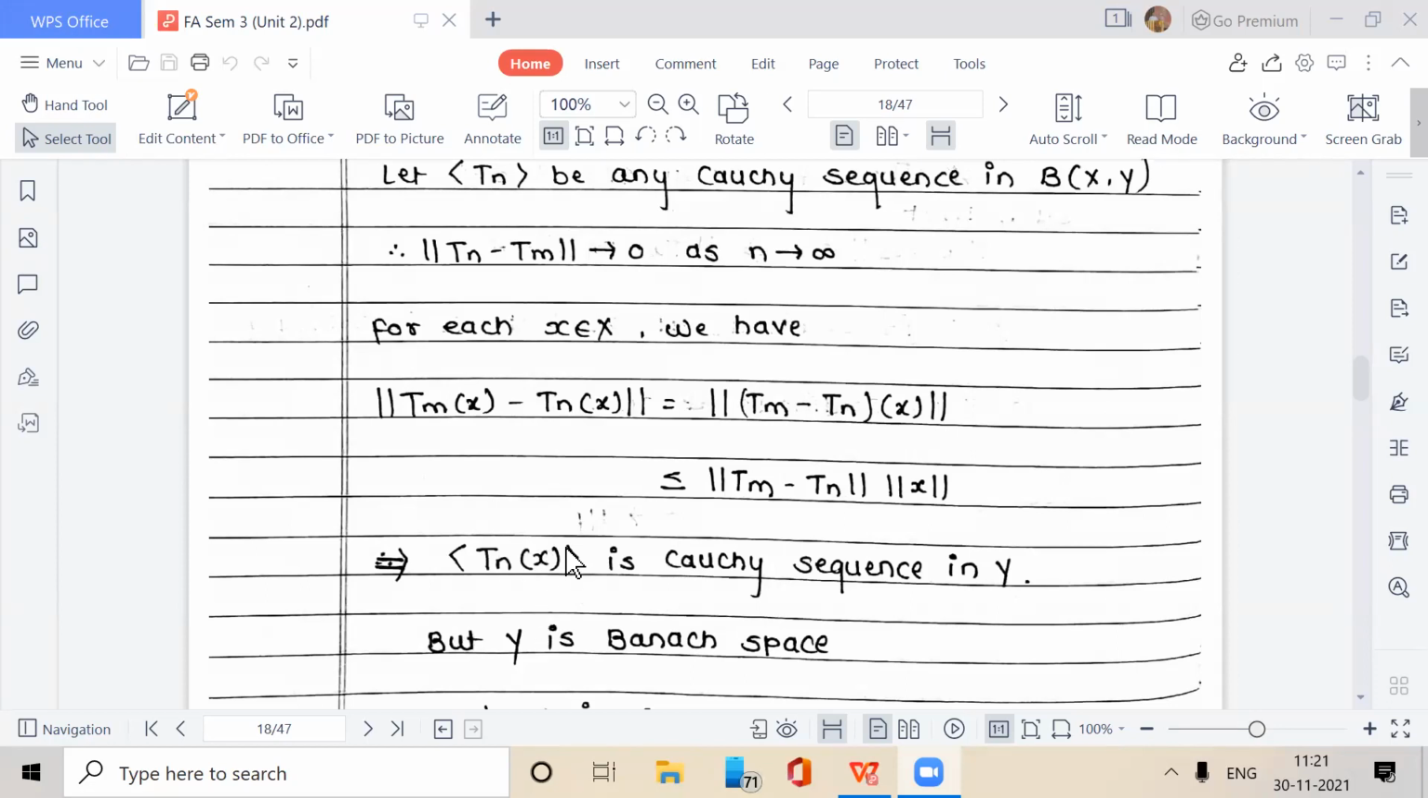So the sequence Tn of x: for a fixed x, we get a sequence of images of x under different linear operators. Tn of x is a Cauchy sequence in Y, by the definition of a Cauchy sequence. But Y is a Banach space. You have to write here, but Y is a Banach space, that is, Y is complete. So there exists an element Tx in Y such that Tn of x converges to Tx.